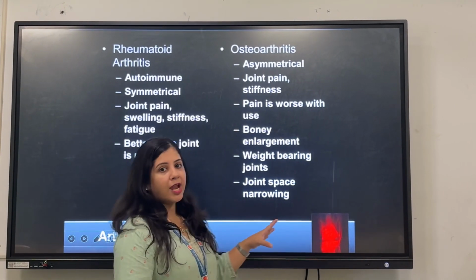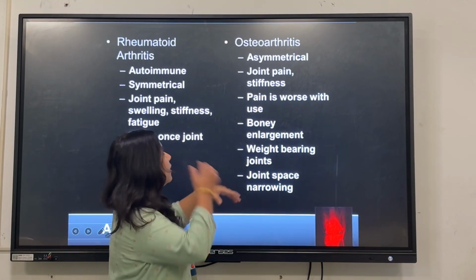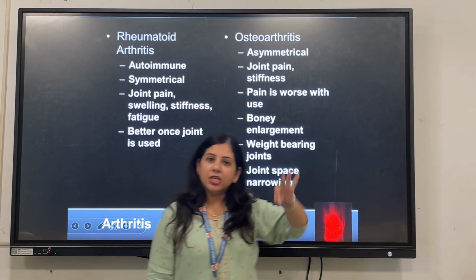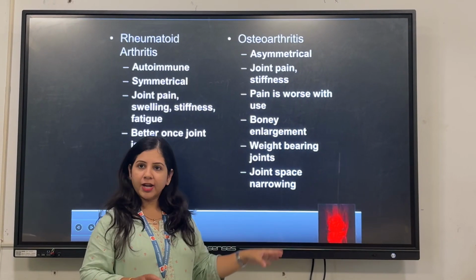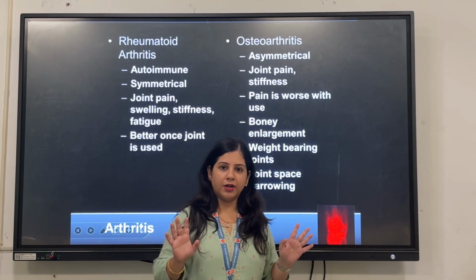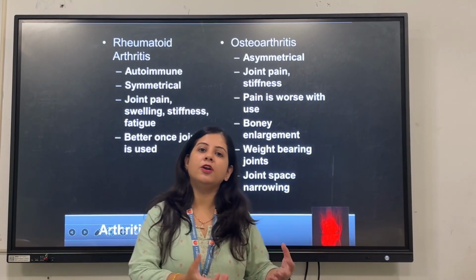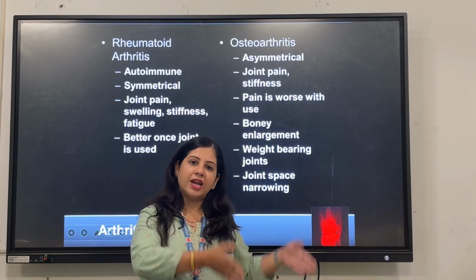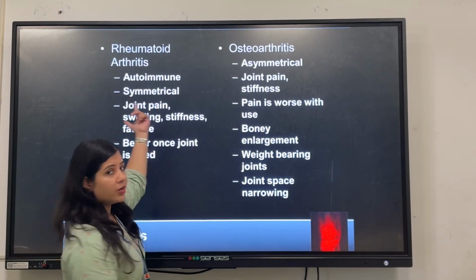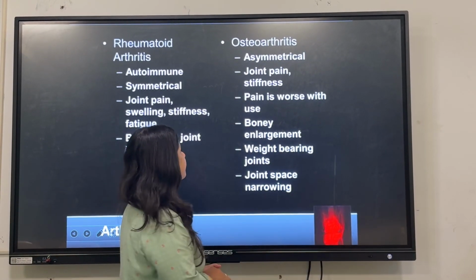Now on the other side, we will see what is meant by osteoarthritis, which is the main topic. Osteoarthritis is asymmetrical. That means either joint can be affected. It is not compulsory that both sides are affected. Like in the knee joint, the patient complains of pain on one side, either the right knee or the left knee. But in rheumatoid arthritis, they will complain of pain on both sides.